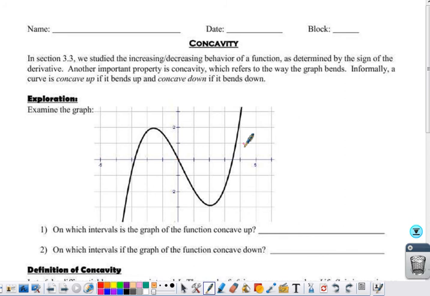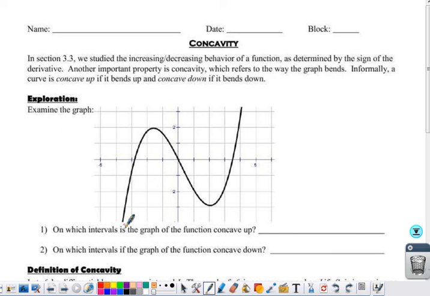All right, today we're going to learn about concavity. Concavity is how a curve bends. So if you look at the graph that you see right here, you can tell that the graph is increasing on specific intervals and also decreasing on specific intervals. But looking at that graph, you can see that there are different bends that are going on.